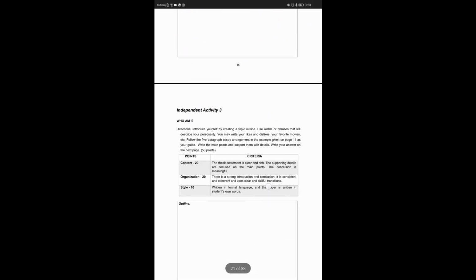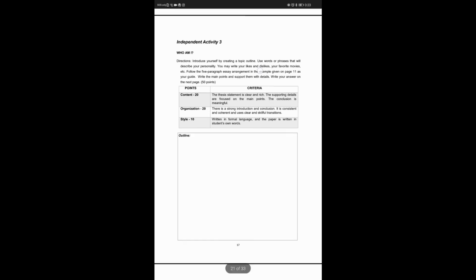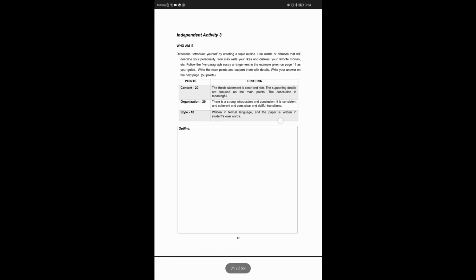Next one. Let's go to independent activity 3. So this is titled Who Am I? Directions. Introduce yourself by creating a topic outline. Use words or phrases that will describe your personality. You may write your likes and dislikes, your favorite movies, etc. Anything that you want to tell about yourself, to share about yourself. Follow the 5 paragraph essay arrangement in the example given on page 11 as your guide, and then write your main points and support them with details. Write your answer on the next page.